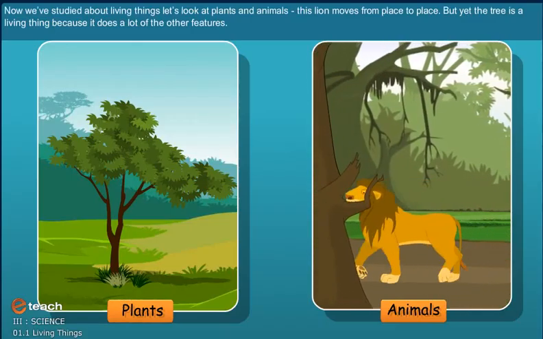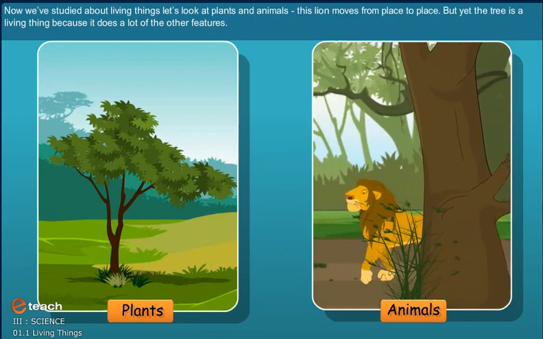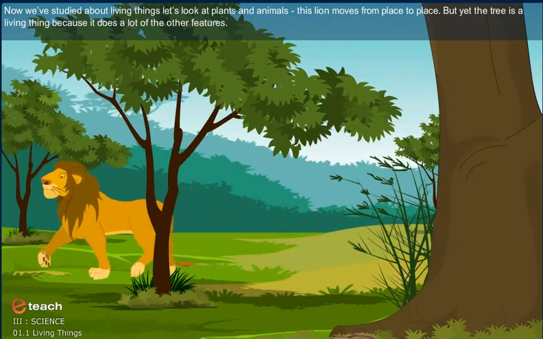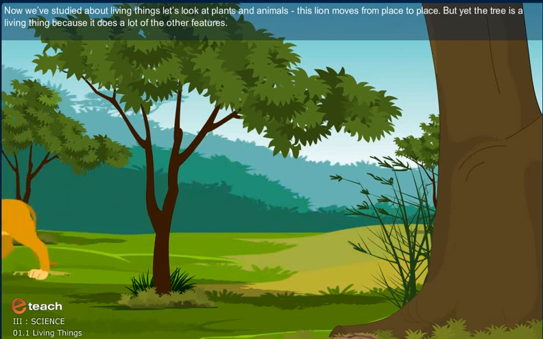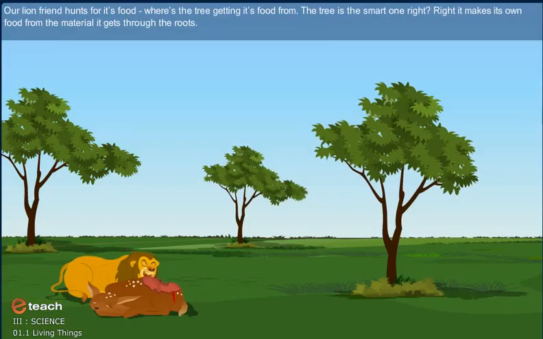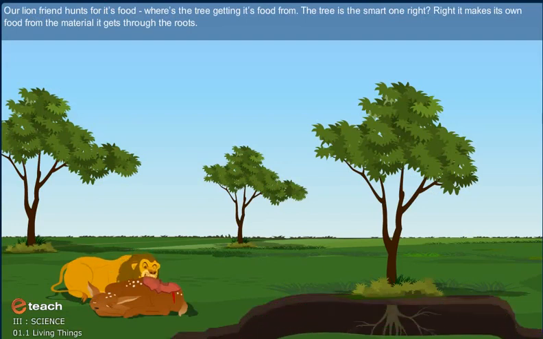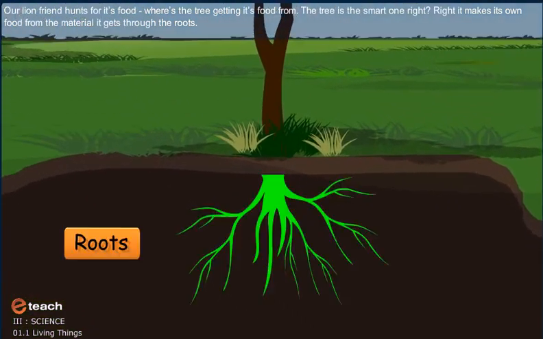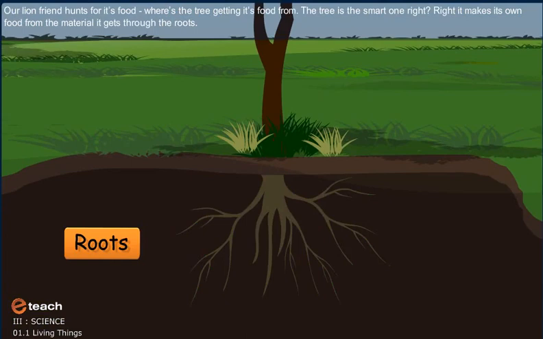Now we have studied about living things. Let's look at plants and animals. This lion moves from place to place. But yet, the tree is a living thing because it does a lot of other features. Our lion friend hunts for its food. Where's the tree getting its food from? The tree is a smart one, right? Right. It makes its own food from the material it gets through the roots.